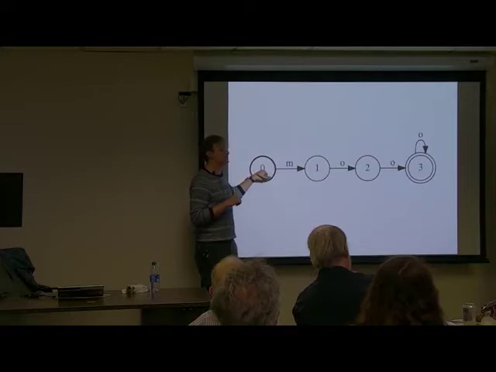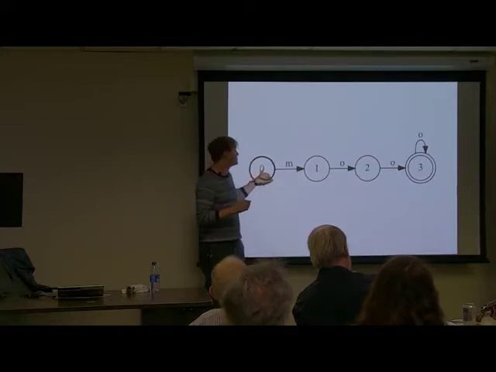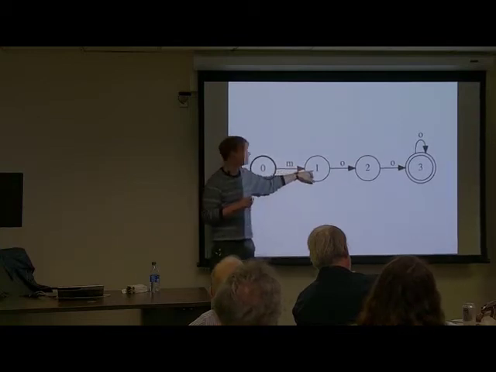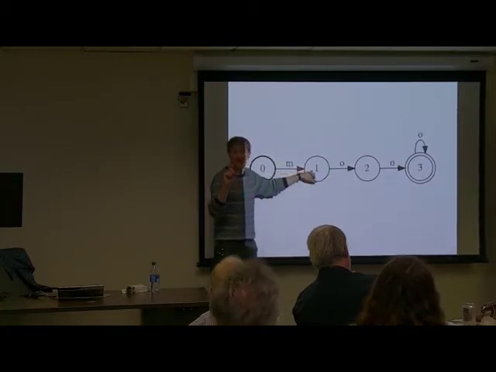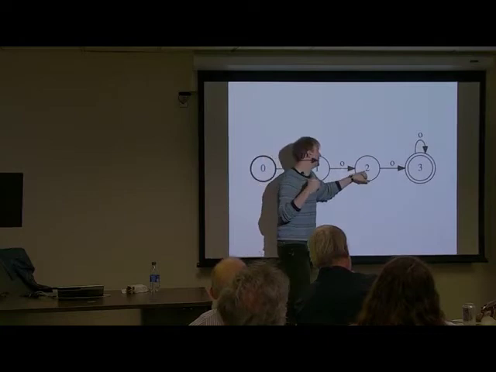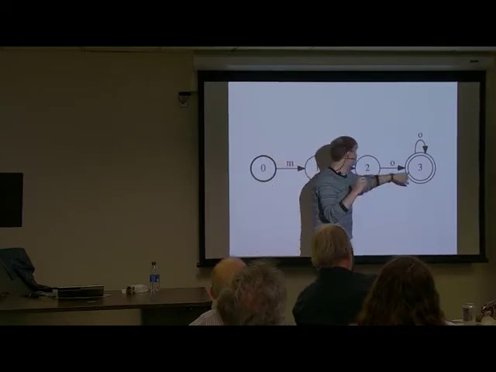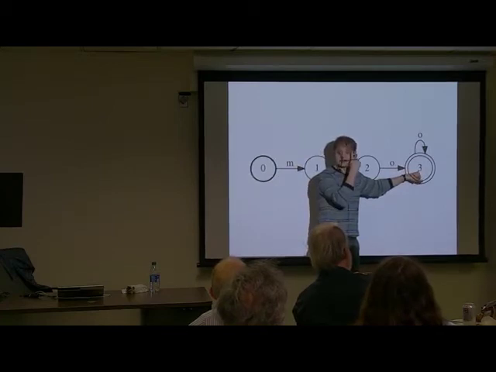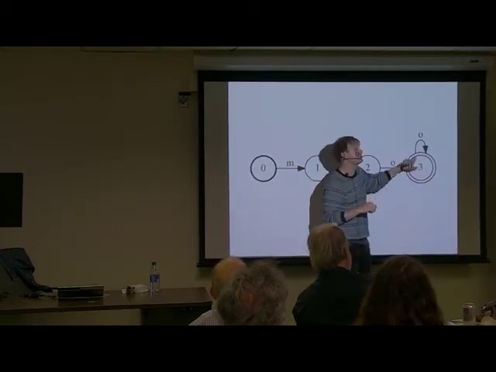Now, imagine the string is M-O-O. Well, I'm allowed to take a transition from 0 to 1, matching M. Okay. Now the next thing when I'm reading my string is an O. I'm allowed to take a transition from 1 to 2. Okay. Finally, I have one more O. I'm allowed to take a transition from 2 to 3. The string is now exhausted, so I can't take any more transitions. The question is, am I at a final state? The final states here are indicated with the double circle, and the answer is yes.